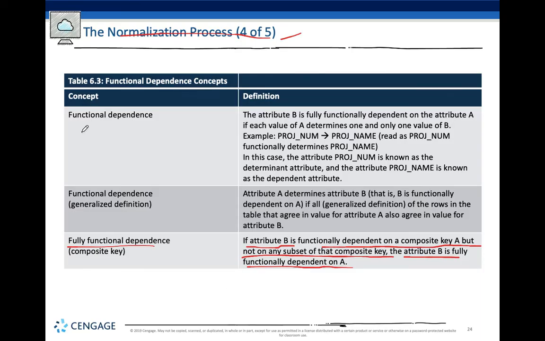And then you can also say that functional dependence is written this way. We've already seen that. And it is read as project number functionally determines project name. Project number is known as the determinant attribute, and project name is known as the dependent attribute. Okay, so those are the few things you should remember from this slide.